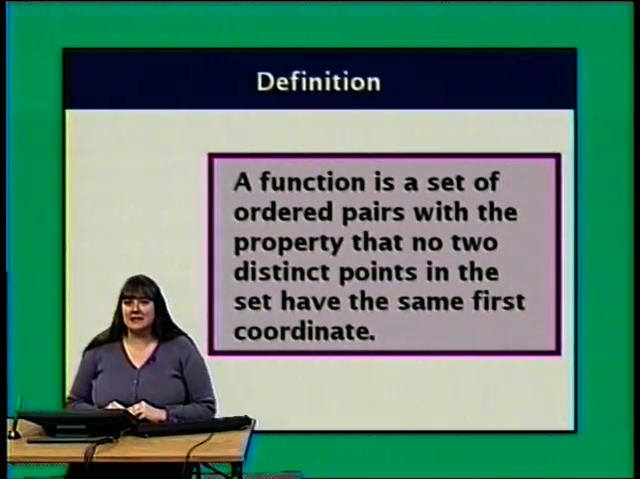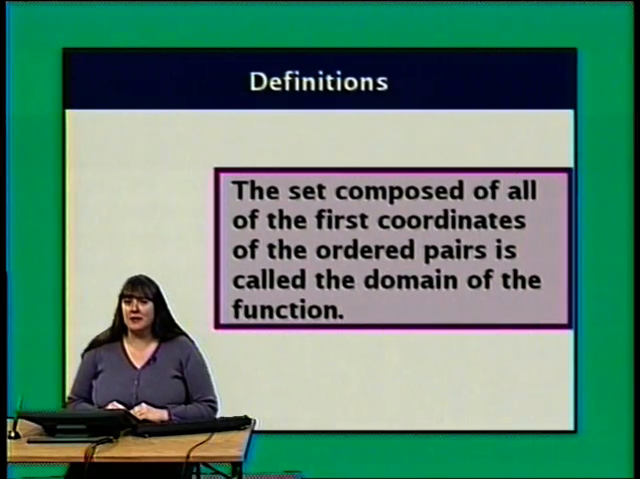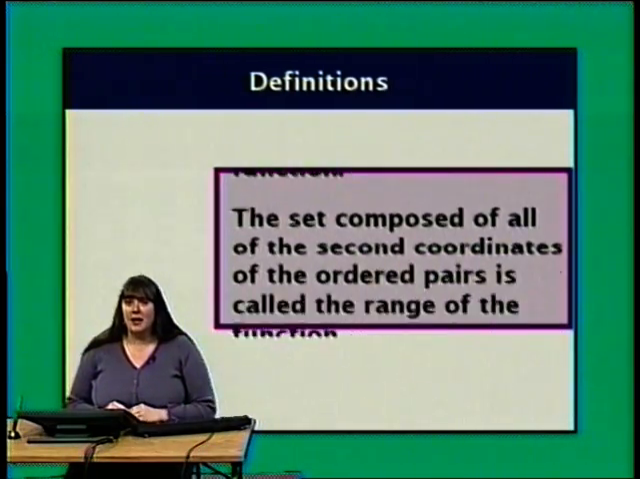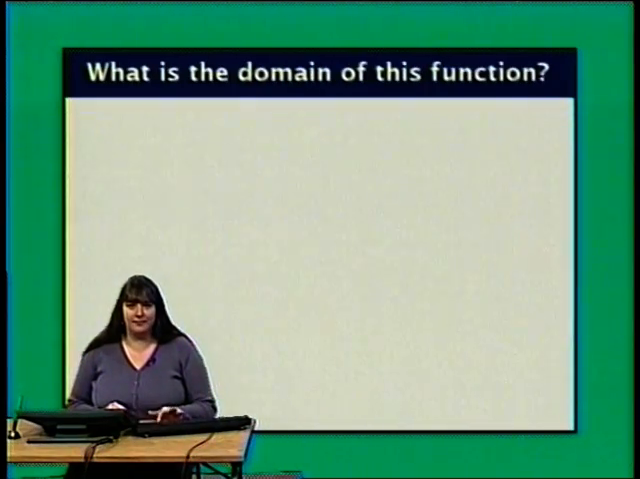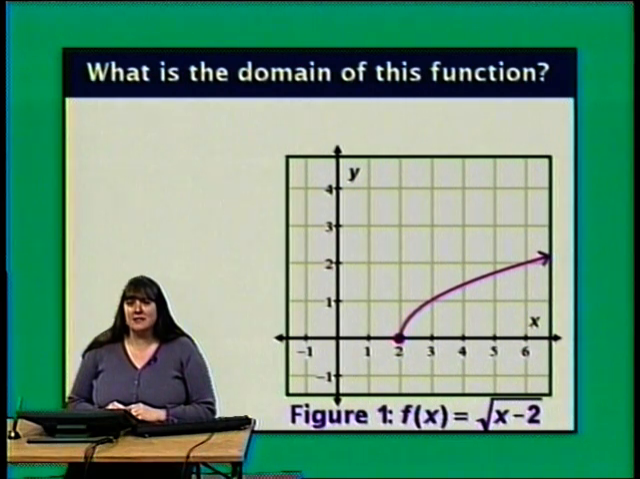Remember, a function is a set of ordered pairs with the property that no two distinct points in the set have the same first coordinate. And the set composed of all of the first coordinates of the ordered pairs is called the domain of the function, and the set of all the second coordinates of the ordered pairs is called the range of the function. So what's the domain of this function?